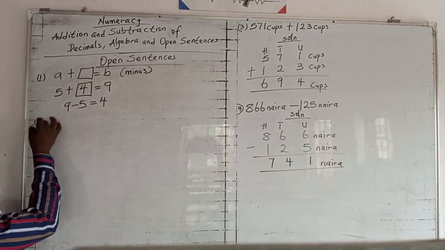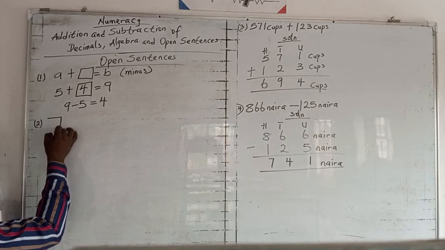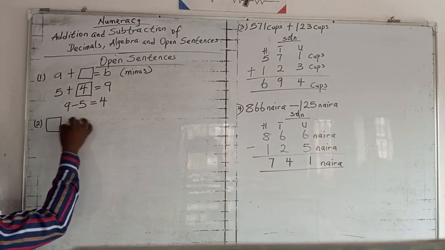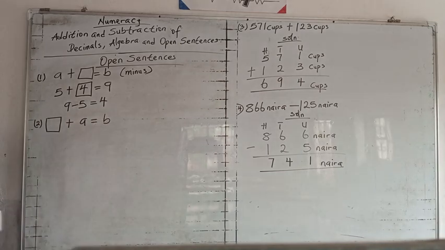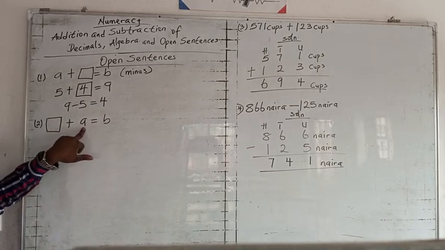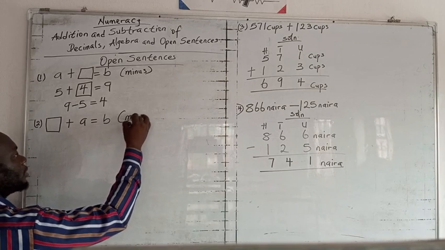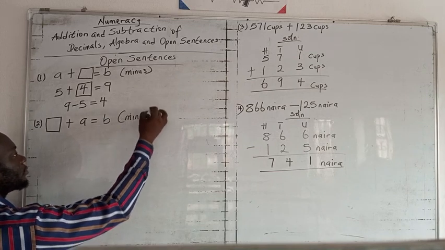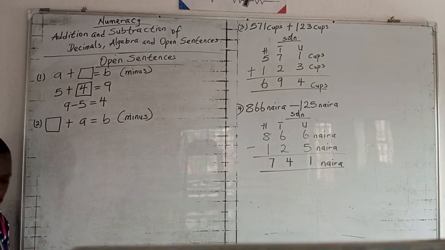The next way this problem can come is when the box is here, plus is here, and my A is here, equal to B. Now, when the box is here and plus is here, and a number and another number are here, we do minus again. We use the big number to minus the small number to get our answer.